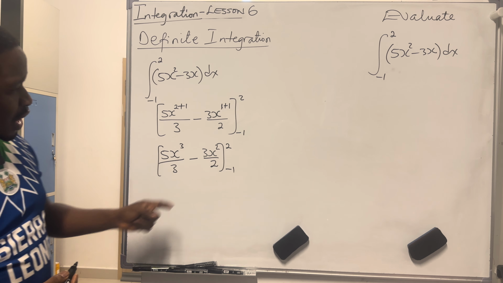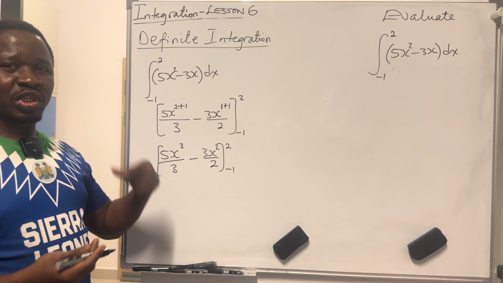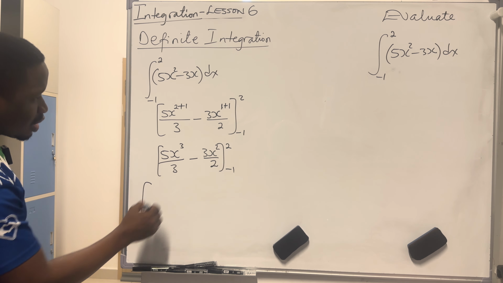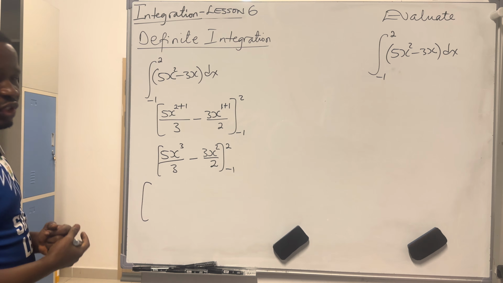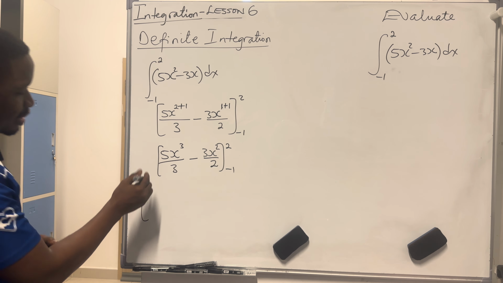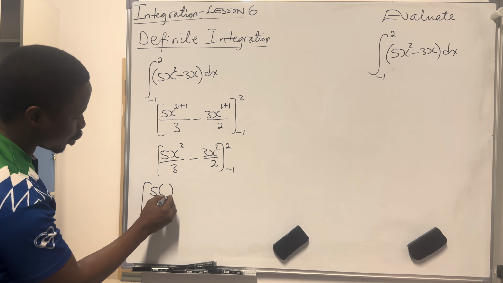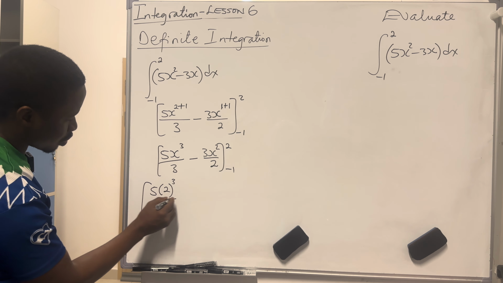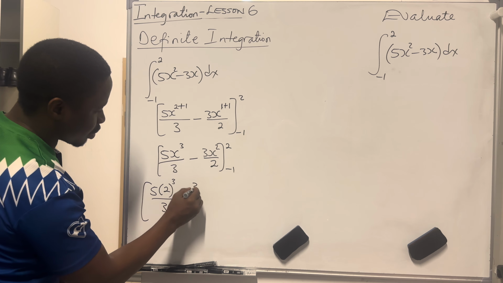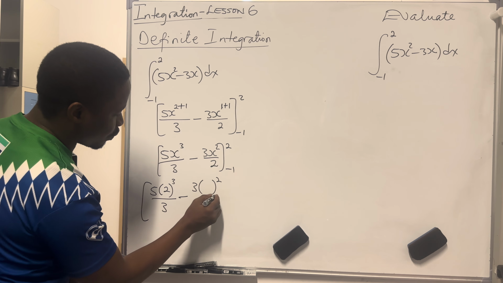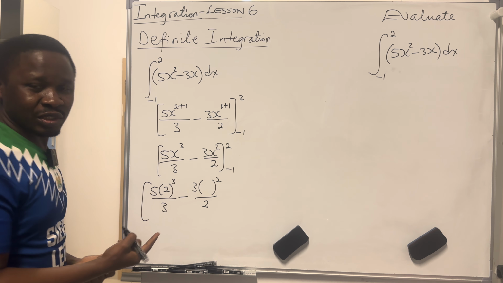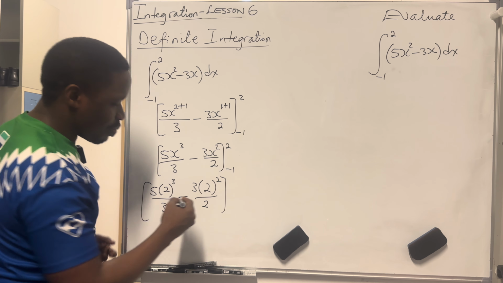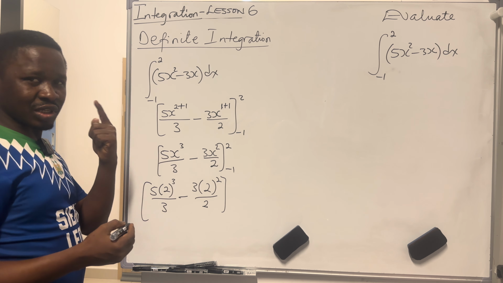The first thing we do is the limit at the top. We call it the upper limit. This one is the lower limit. The upper limit is the one we substitute. We use it to replace x everywhere. So 5x cubed, but what is x? Now replaced by 2, over 3 minus 3x squared over 2. Why don't we write x? We use 2 to replace it. I hope it is clear. Close it completely because it's an expression, not a single term.